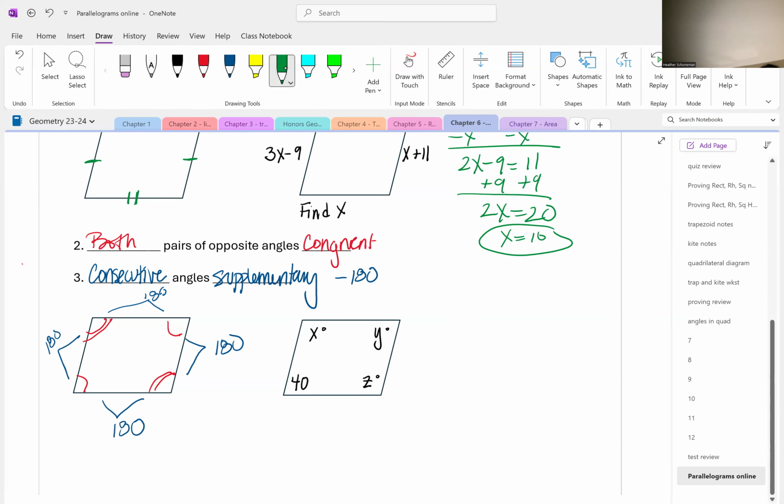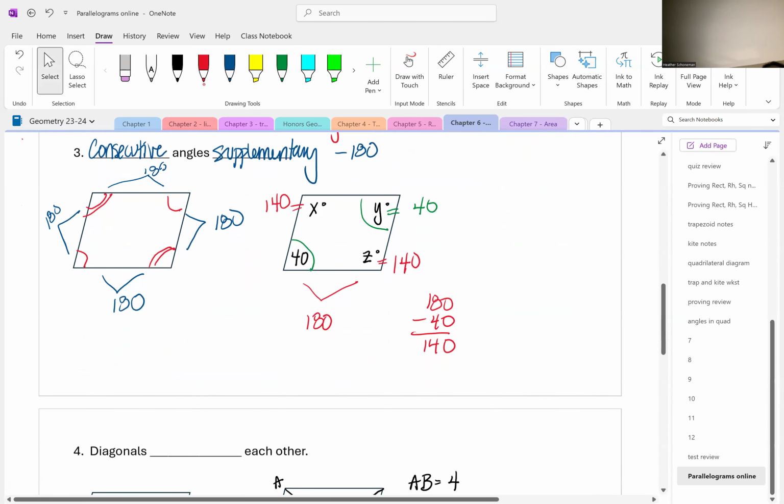So if we were looking at this example, y would have to be 40 degrees because the angles that are across from each other are equal. And then the ones that share a side add to 180. So if I did 180 minus 40, that gives me 140. So this is 140, and this one is 140. And that's what I know in a parallelogram as far as the angles are concerned.